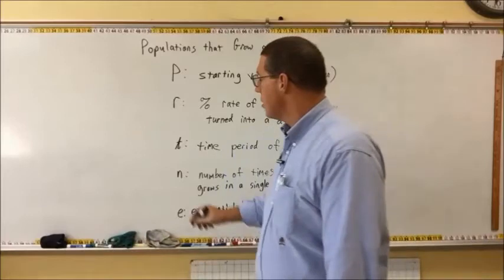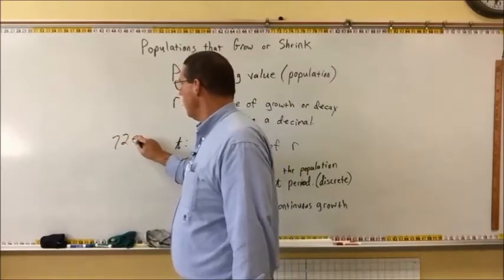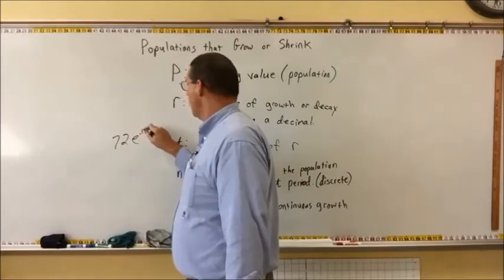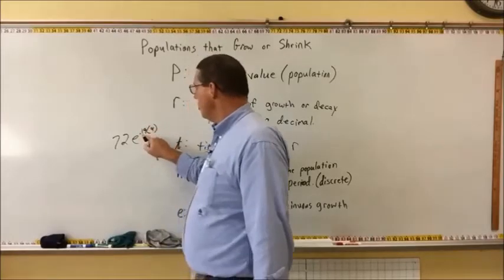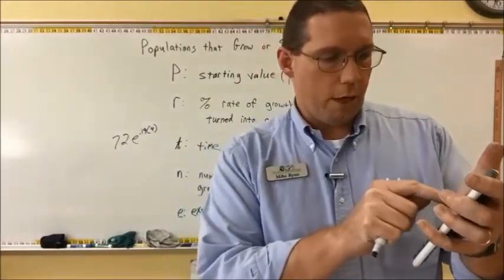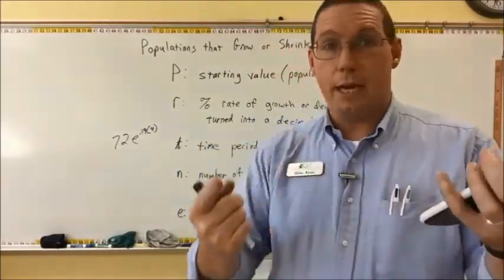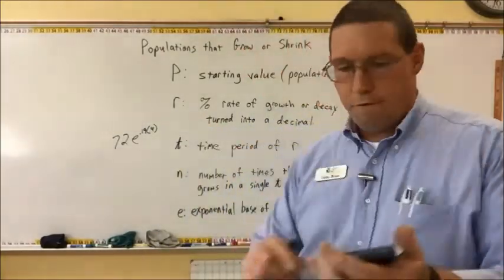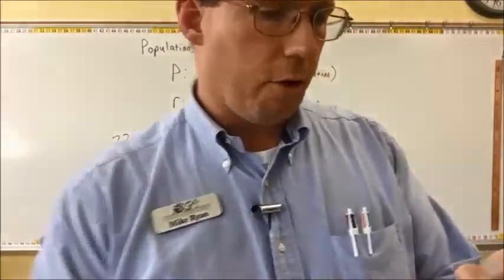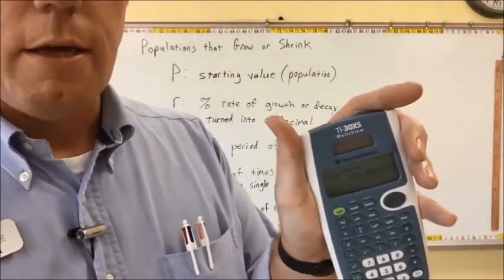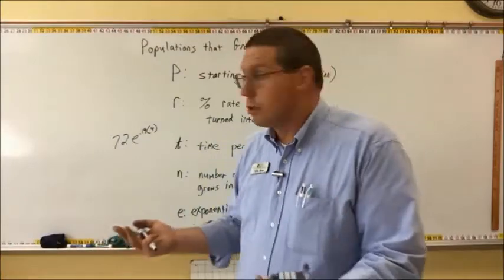So if you see 72e to the power of 0.19 times 4, then you would just go into the calculator and key in 72, then hit second ln, which would give you e to the power of, then you'd put in 0.19 times 4, and press enter, and you would get 153.9558. That's how you use e. You're just keying it in.